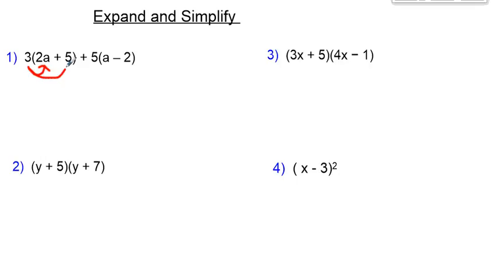But don't forget to use the arrow to support you. Like this. And then the 5 is going to multiply everything in this bracket one at a time. Don't forget to consider the sign to the left of the number. Okay? Now let's begin.